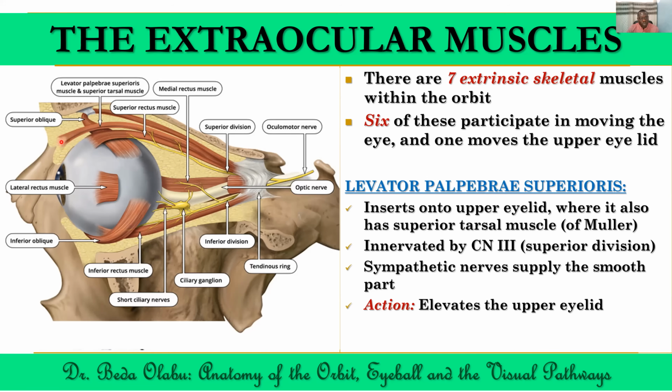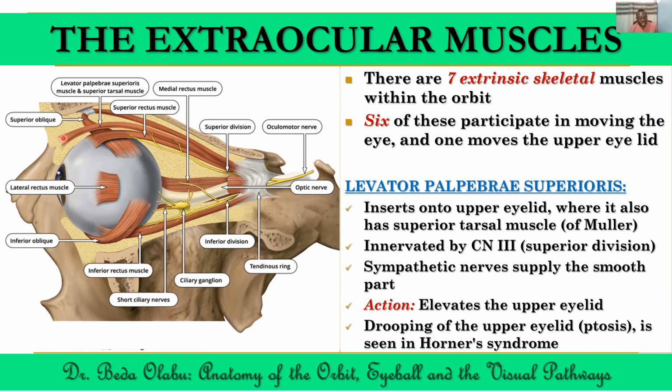The main action of this muscle is to elevate the upper eyelid, as the name suggests. Now, sometimes it may fail to do that because of perhaps distortion or interruption of the sympathetic innervation going to the head in a condition known as Horner syndrome. In this condition, there is disruption of the sympathetic supply to the head region. As a result, the structures in the head region that rely on sympathetic innervation are affected. The levator palpebrae superioris is not the only structure, but it's one of the structures affected.